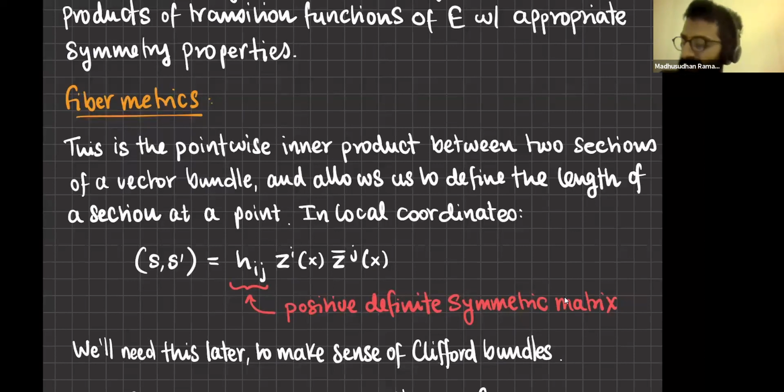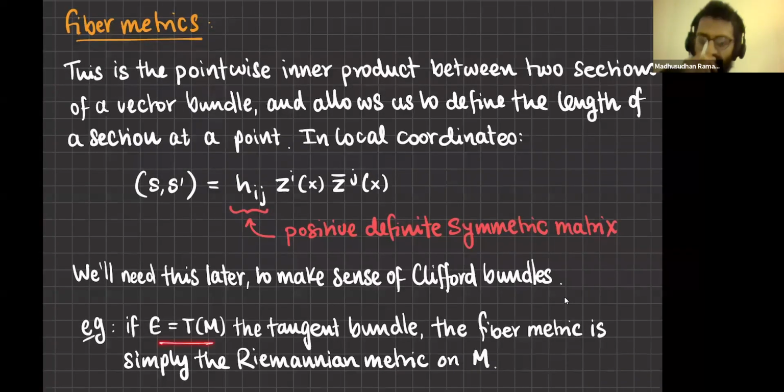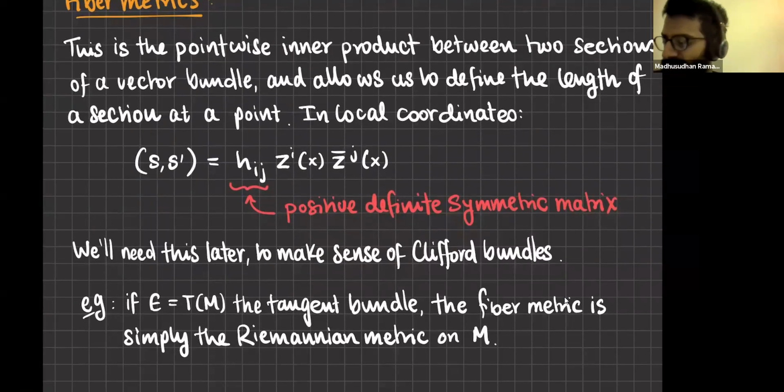In the case of the tangent bundle, if E is just the tangent bundle, then the fiber metric is simply the Riemannian metric on M. The reason we introduce this is because later on we'll appeal to the existence of such a fiber metric in order to make sense of a Clifford bundle. We need that because we want to define fermions on our manifold, so we'll need a Clifford bundle for that.